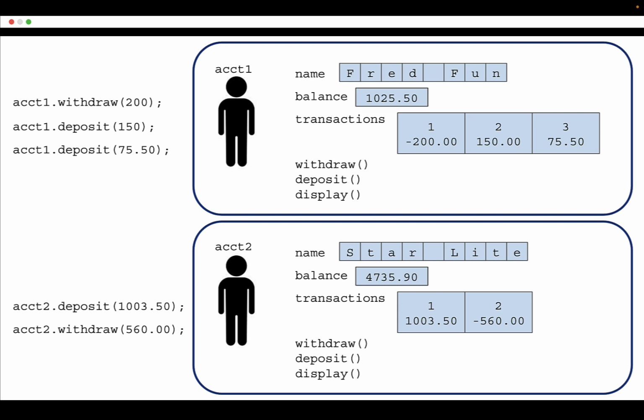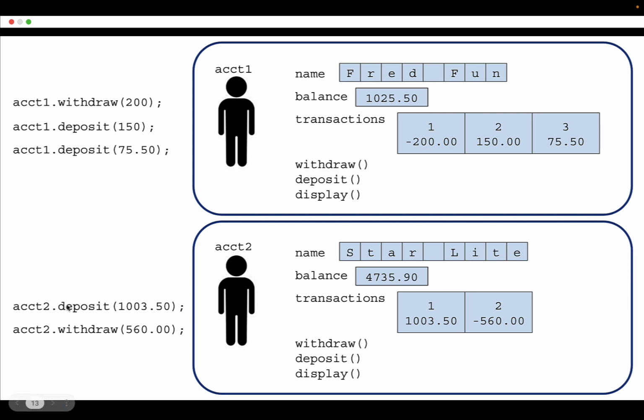And the powerful part about object-oriented programming is that I can create multiple objects from that same class. So each person at the bank will have their own bank account object. Here's the second one. So this is account 2. This would be the object's name. And this account has their own name, own balance, own list of transactions, and own withdraw, deposit, and display functions or methods.